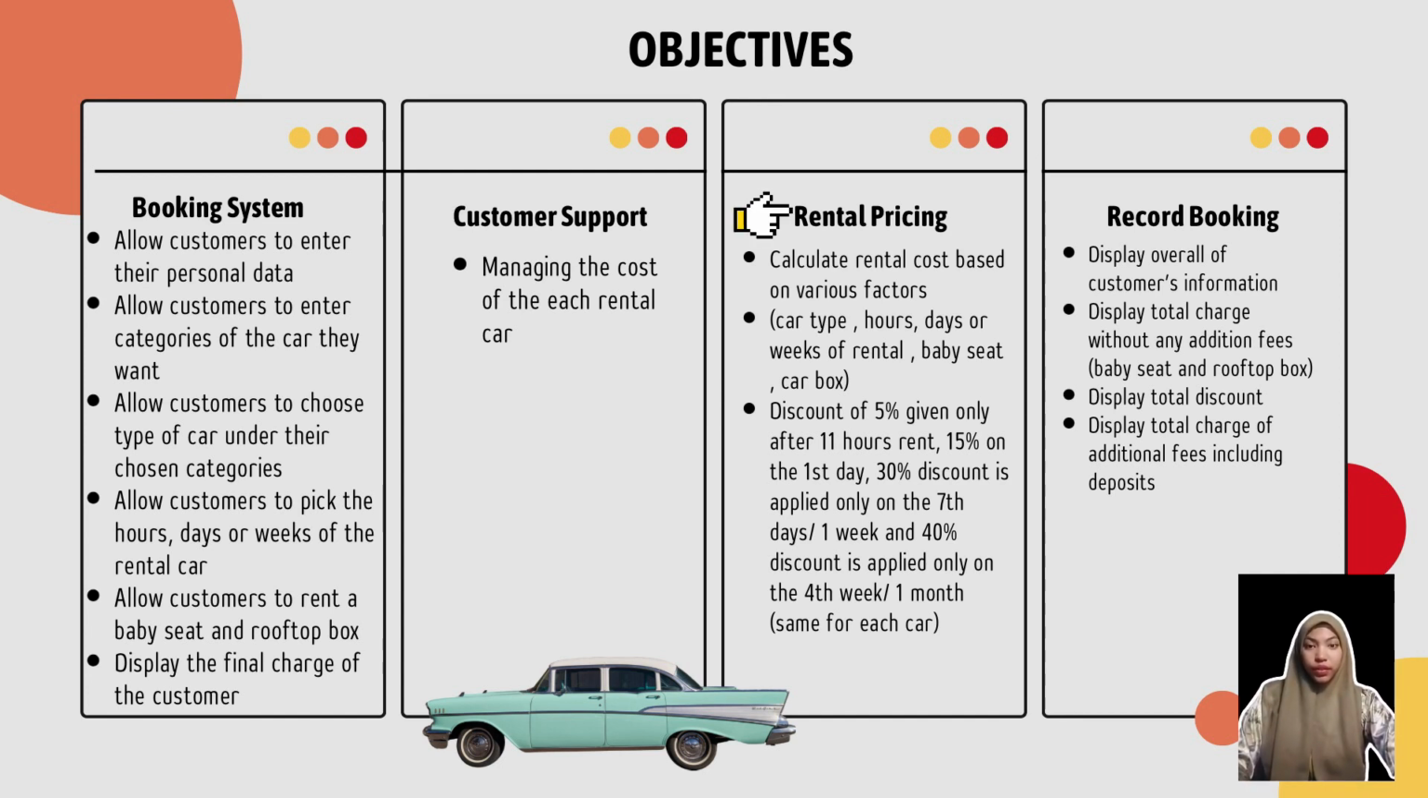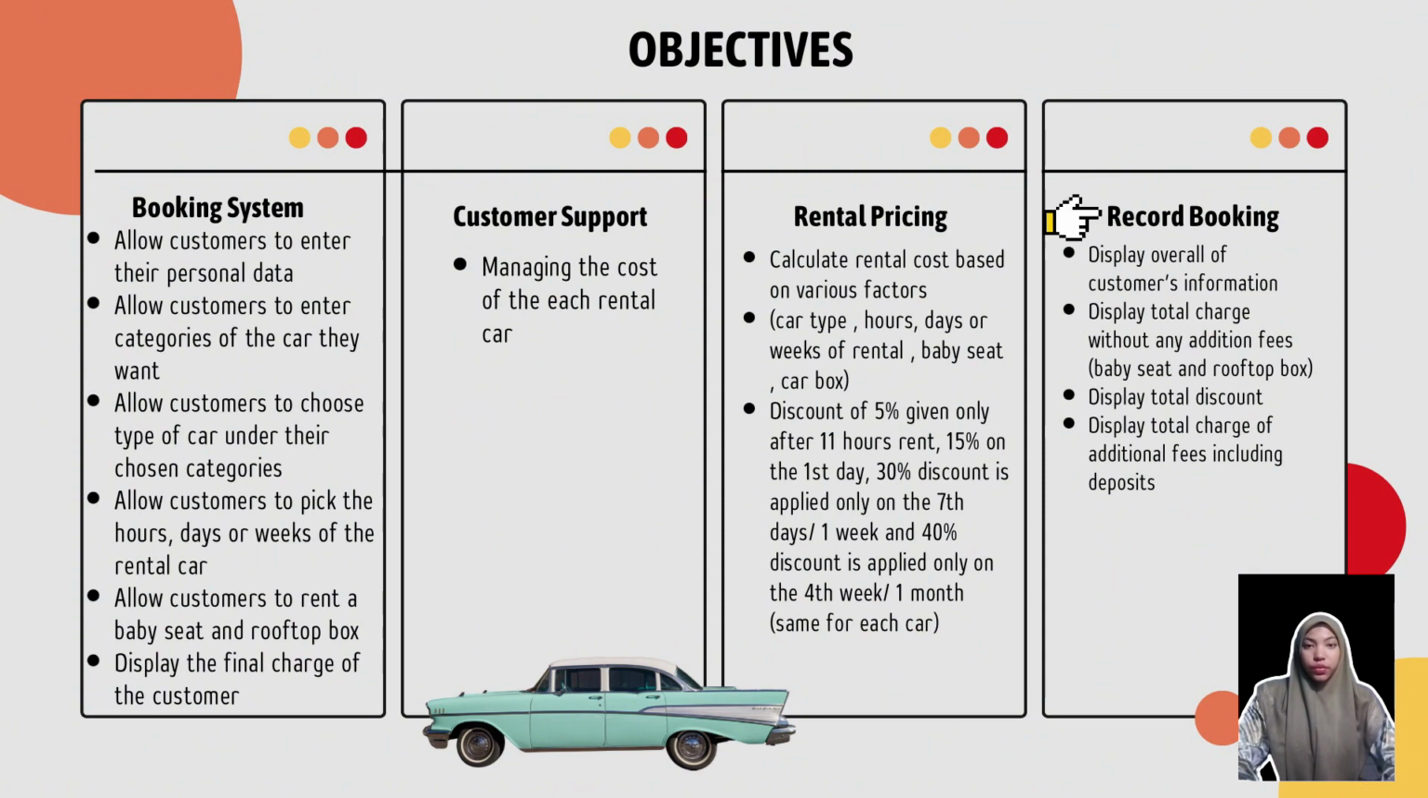The next objective is rental pricing. It is used to calculate the rental cost based on various factors such as the car type, the hours, days or weeks of the car rental, and also the rental of baby seat and car box. They will also be given discount based on how long they rent the car, such as 5% given only after 11 hours rent, and also 15% on the first day, and 30% discount applied only on the 7th day or after 1 week of the rent, and also 40% when you rent for a month. And this discount will be given for each car.